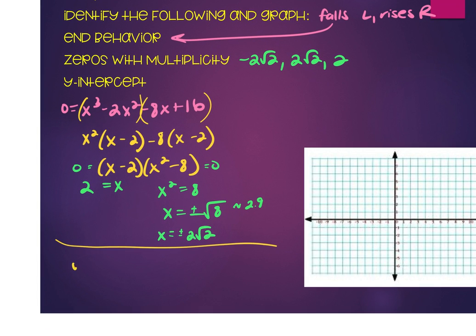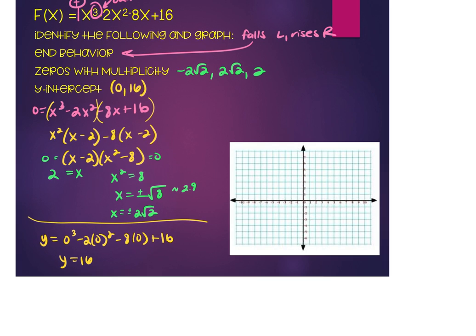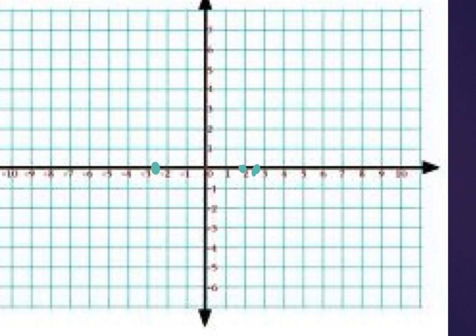And then your y-intercept, you just got to plug 0 in for all those x values. They'll all cancel out, and you'll end up with just 16 at the end. And then the y-intercept, you'll put in coordinate point form, 0, 16. So then I plotted the approximation of the square root 8, which was negative, like a 2.9, positive 2.9, and a positive 2. And then I plotted the y-intercept. It was off the graph. So I drew up above.